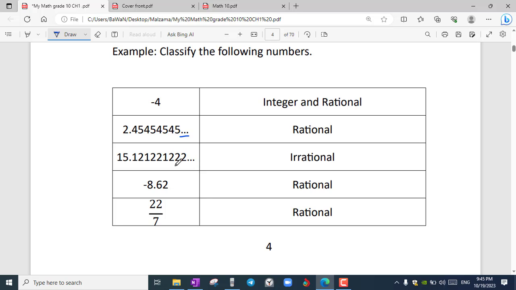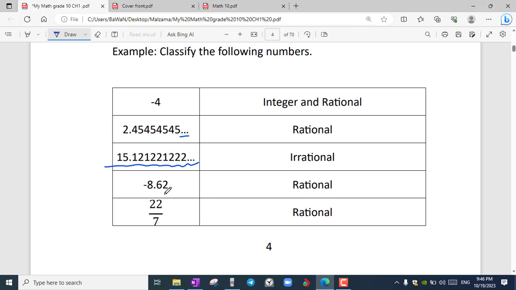This one, 15.121221222 goes on forever. This looks like a repeating decimal, but it's not repeating the same thing. It's not repeating 12 forever. It's not repeating 122 forever. It's just like a pattern, but it's not repeating. And it goes forever, then it is irrational.